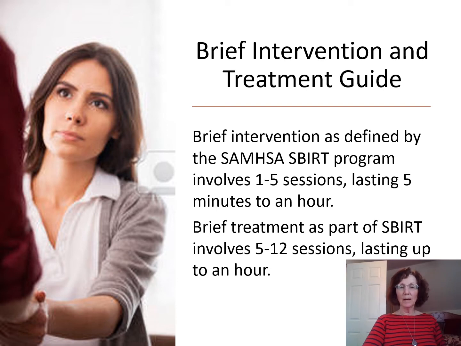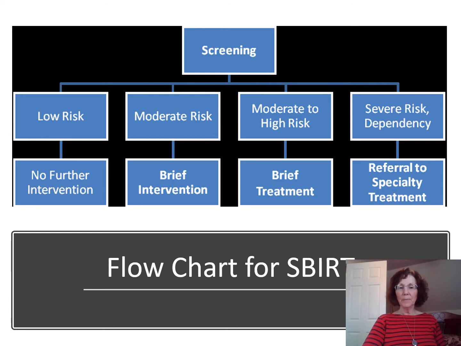Using the brief intervention and treatment guide, as defined by SAMHSA, the SBIRT program involves 1 to 5 sessions lasting 5 minutes to an hour. Brief treatment as part of SBIRT involves 5 to 12 sessions lasting up to an hour. Here we see that the first thing we're going to do is the screening. So the screening takes place, that's the first modality. If we screen a patient and they happen to be low risk, then no further intervention is needed. If we screen another patient and they're moderate risk, then a brief intervention is needed. If we screen a moderate to high risk patient, then a brief treatment episode is needed. If we screen a severe risk or dependency problem, then we refer that patient to specialty treatment.